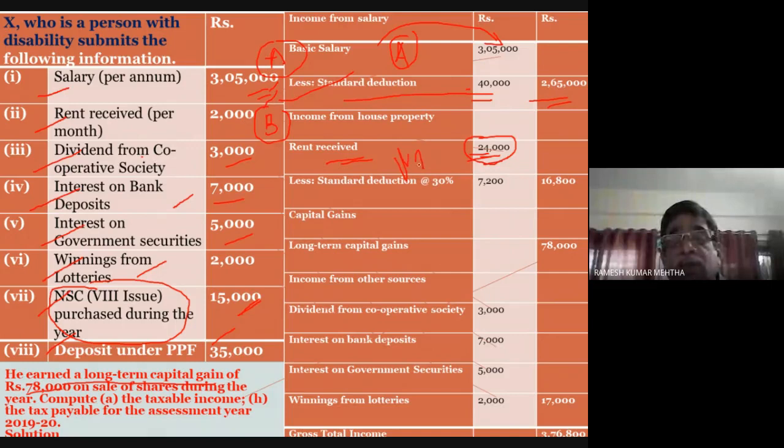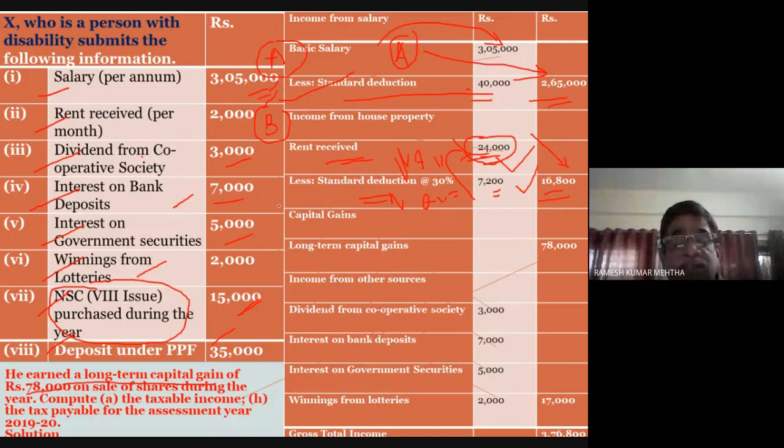Now this is the net annual value. On this net annual value you get two deductions. One is interest paid on loan taken for the construction or purchase of the house property, and the other is standard deduction at a rate of 30% on NAV. So on this NAV of 24,000, the standard deduction of 30% is 7,200. So 24,000 minus 7,200, income from house property is 16,800. So the second source of income is income from house property, and the income is 16,800. And salary, as we have already seen, is 2,65,000.